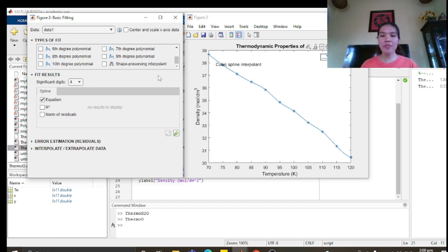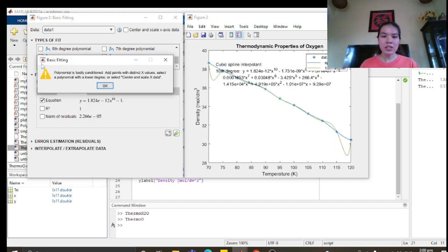And since we have 1, 2, 3, 4, 5, 6, 7, 8, 9, 10, 11 data points, we are going to use a 10th degree polynomial. So we have this 10th degree. As you can see, you have this warning here: polynomial is badly conditioned. Add points with distinct X values, select a polynomial with lower degree, or select centering and scaling.